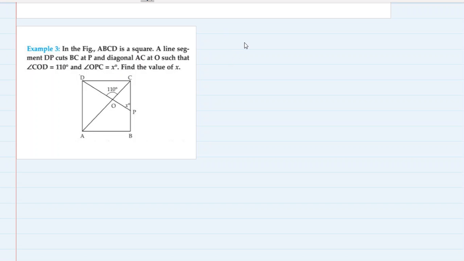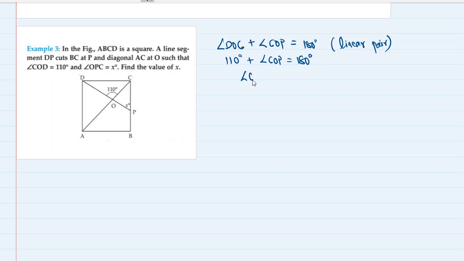Very nice question. So you can say that angle DOC plus angle COP is equal to 180 degrees. The reason being linear pair. DOC is 110 plus angle COP, which we don't know, is equal to 180. So angle COP is equal to 180 minus 110, which is 70 degrees. So this angle is supposed to be 70 degrees.